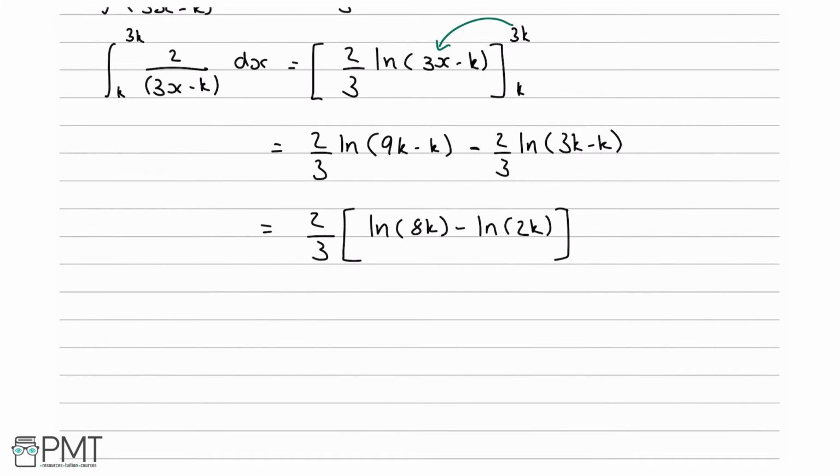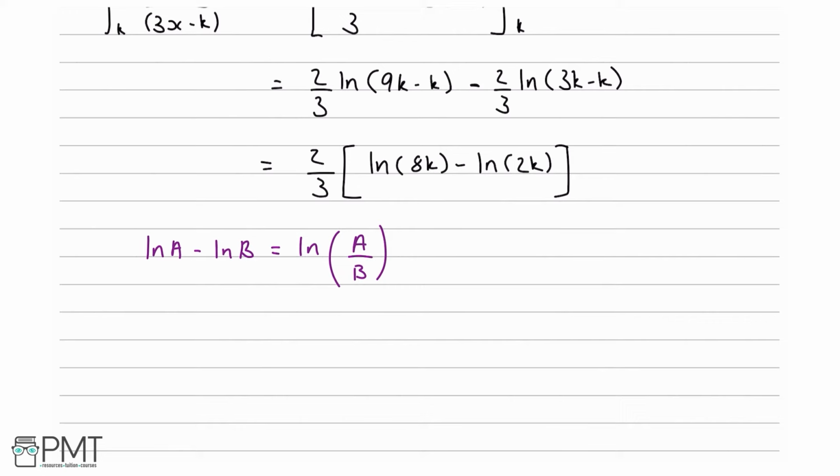like that. Now we are going to use a rule that if you have ln a minus ln b, this equals ln of a divided by b, like that. Okay, it's one of the log rules. So this means our integral ends up being 2 over 3 times the natural log of, well, we're just going to put 8k for our a, so that's going to be 8k, divided by, and then 2k for our b, which is going to be 2k, like this, which equals 2 over 3 times the natural log of 4.